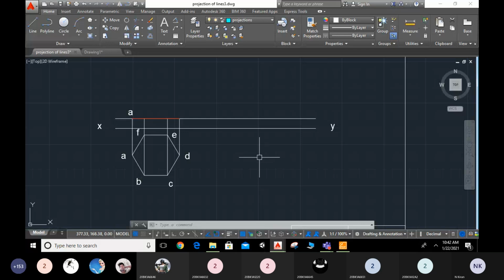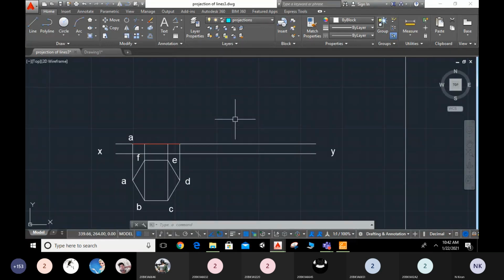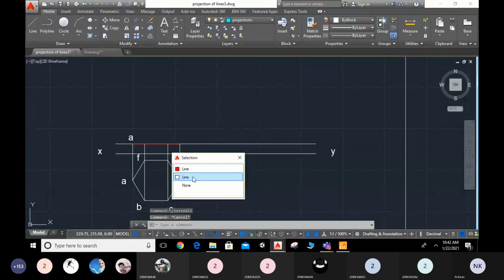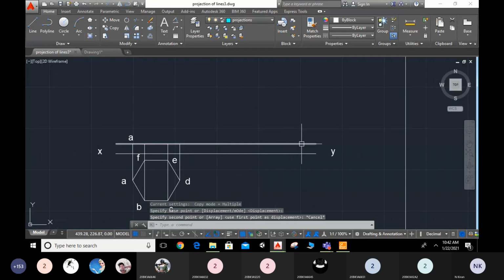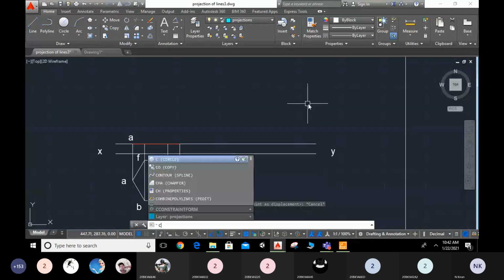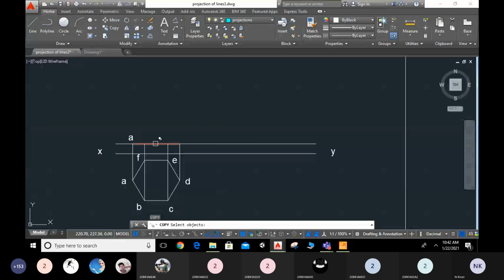Yeah, sir. Okay. Now our other condition is it is perpendicular to VP and 45 degrees inclined to HP. As we have done in the lines, I will select this line. Now I will copy, and I will place somewhere here. It is taking the base point like that. So CO, enter, copy, and I will select the object, enter, and the base point is asking, enter. Base point means I will select this one. See, I am moving this line. Are you observing this one?